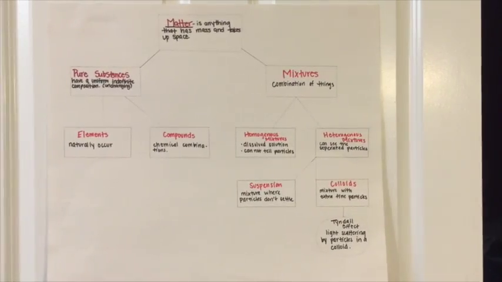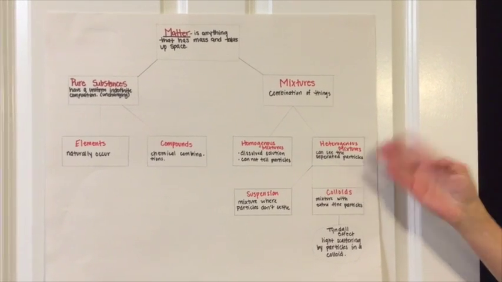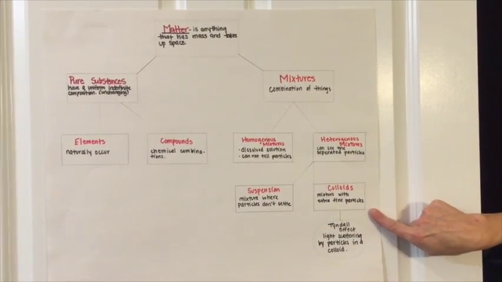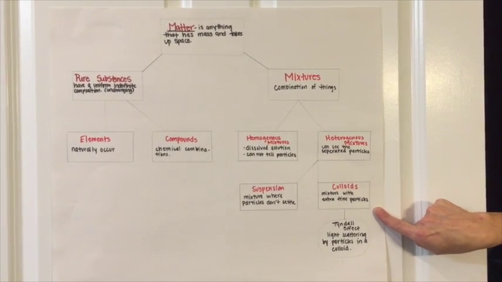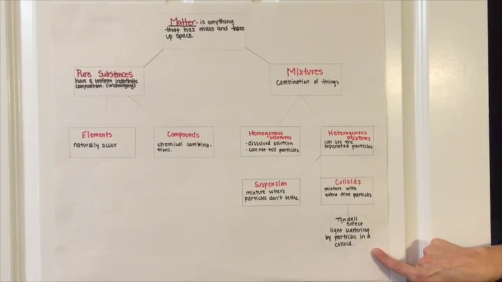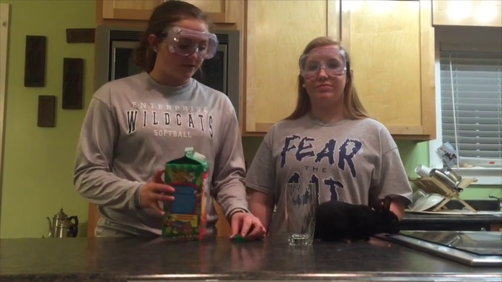There are two types of heterogeneous mixtures. Suspensions, which are mixtures where particles don't completely settle, and colloids, which are mixtures with extra fine particles. An example of colloids is the Tyndall effect, which is light scattering by particles in a colloid, like fog. Suspension is a mixture where the particles don't settle, like orange juice with pulp.